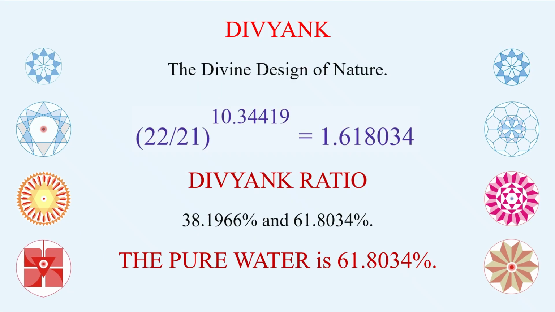Now come to the question. As I told you, this is 22 by 21 to the power of 10, 0.34419, equivalent to this, and this is the ratio, and the square of the second one is equal to 100 times, and that is what it is. And pure water should be 61, and maintain that for all your life at regular intervals. As you grow older, try to drink water every 2 hours, in small quantity, because it cannot be retained.